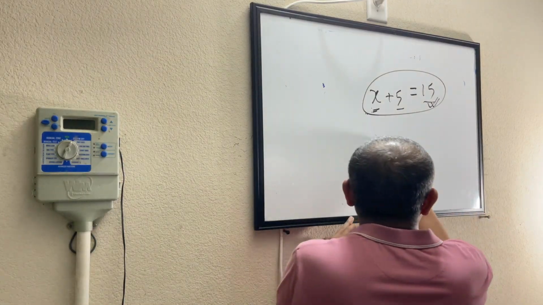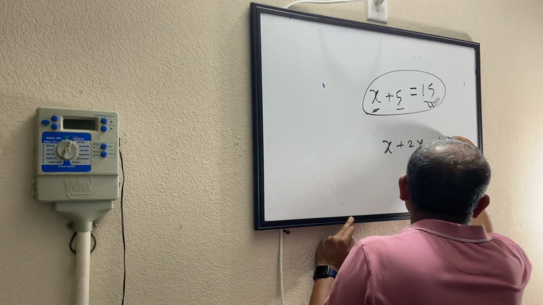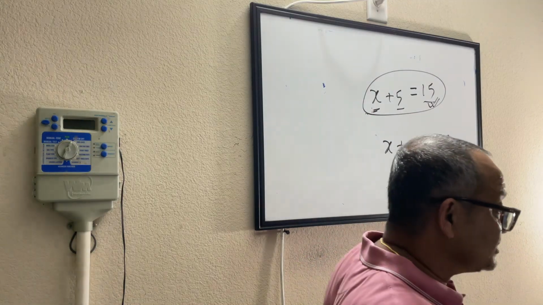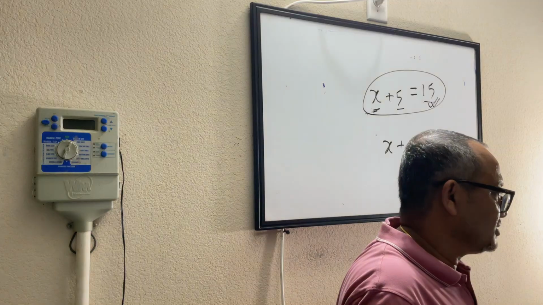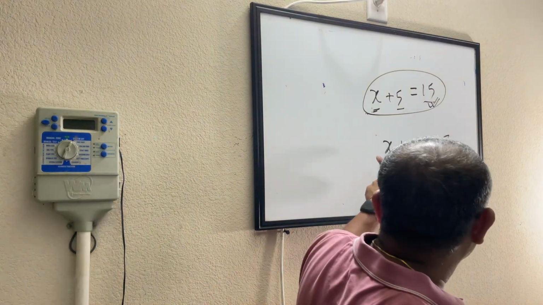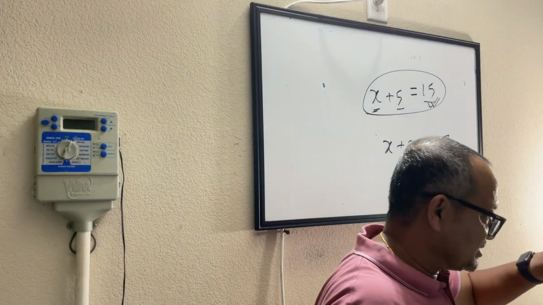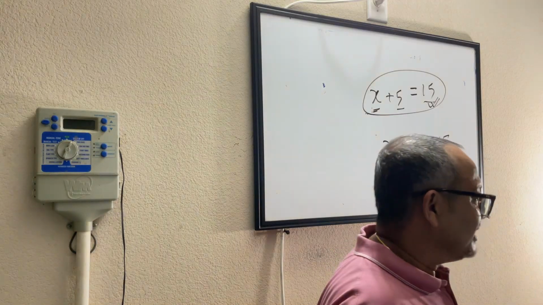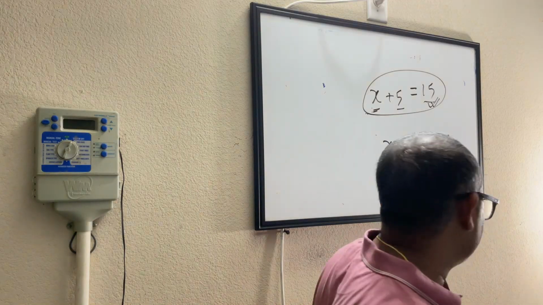Now, I am saying x plus 2y equal to 15. Can you tell me the value of x and y? You cannot. You cannot give me one answer for this. If you have two variables, you need at least two equations to solve it. Let's not worry about that for now. We'll come back to it.